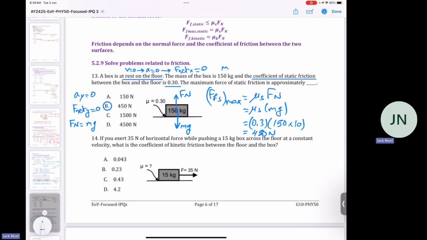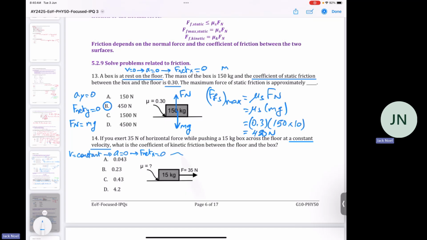So that's correct. Now the next one is: if you exert a 35 newton force horizontally while pushing a 15 kg box across the floor at a constant velocity. Again, velocity is constant. Whenever the velocity is constant, it means that acceleration is zero. So this means that the net force along the x-axis is zero.